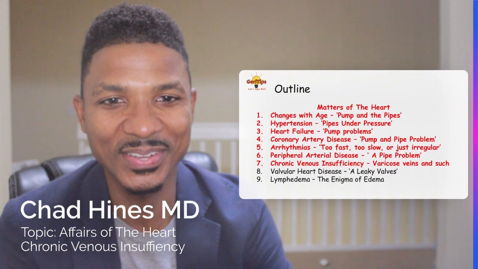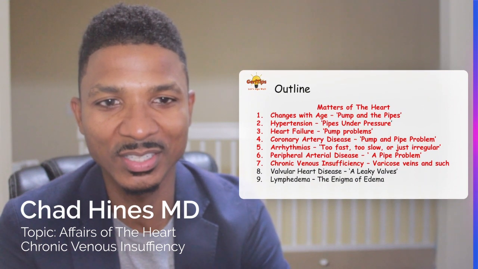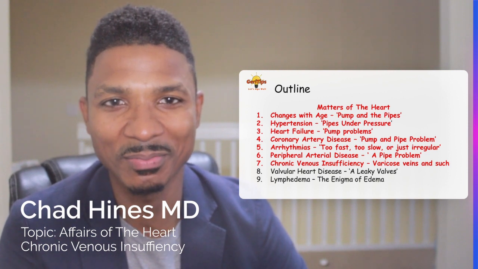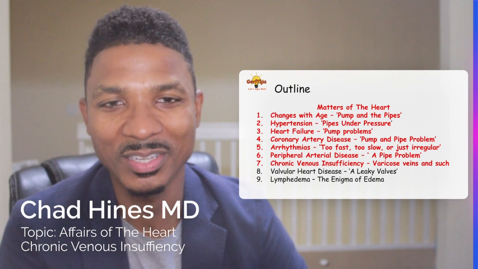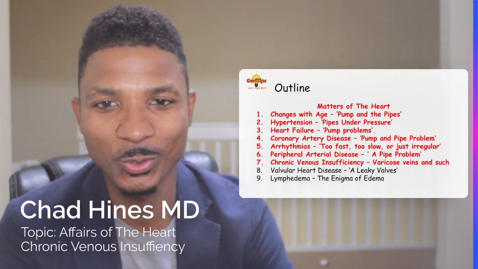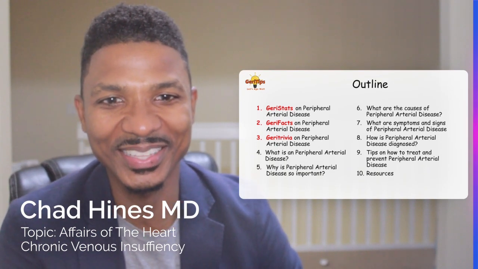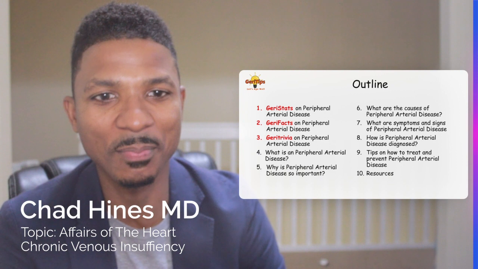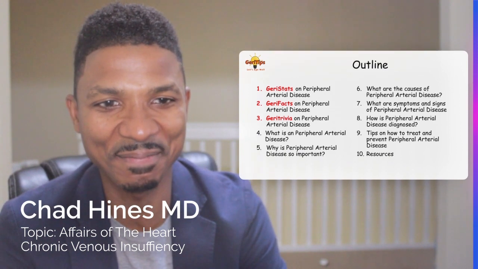All right, so we're discussing chronic venous insufficiency. We've discussed changes of the cardiovascular system with age, hypertension, heart failure, coronary artery disease, arrhythmia, and peripheral arterial disease. So we'll just be discussing the Geri stats, Geri facts, and Geri trivia. I apologize for the typo on this slide.